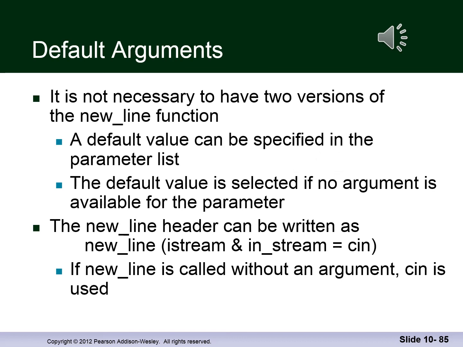It's not necessary to have two versions of the newLine function, one for cin and one for a file stream. You can designate a default value, and it's specified in the parameter list. The default value is selected if no argument is available for the parameter. Here's how the newLine header is written with cin as the default argument. If newLine is called without an argument, cin is used. Otherwise, it uses the argument it's called with.